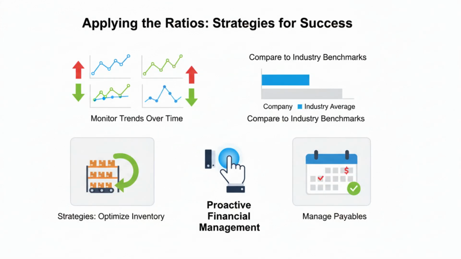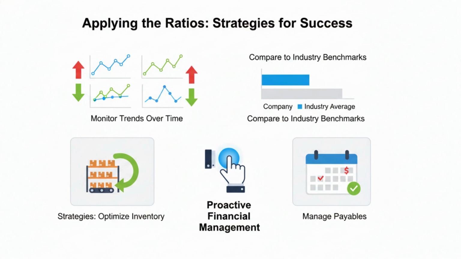So, how do you actively use these ratios for success? First, it's crucial to monitor trends over time. Don't just look at a single snapshot. Track your ratios monthly or quarterly to spot improvements or deteriorations. Second, compare to industry benchmarks to see how you stack up against competitors and identify areas for improvement.